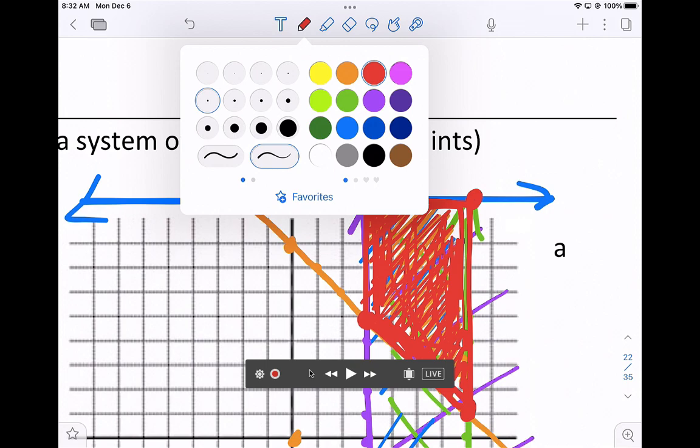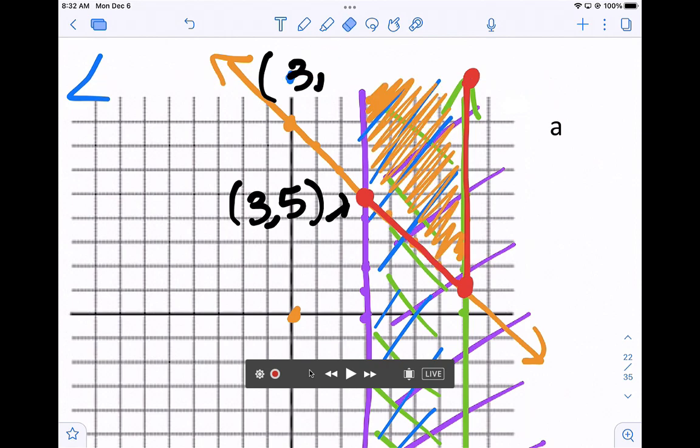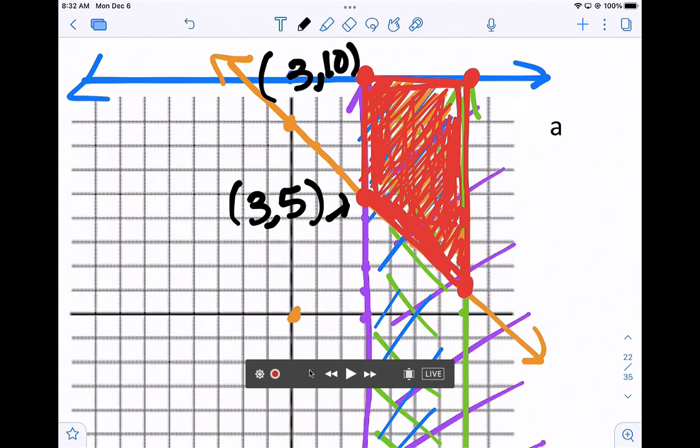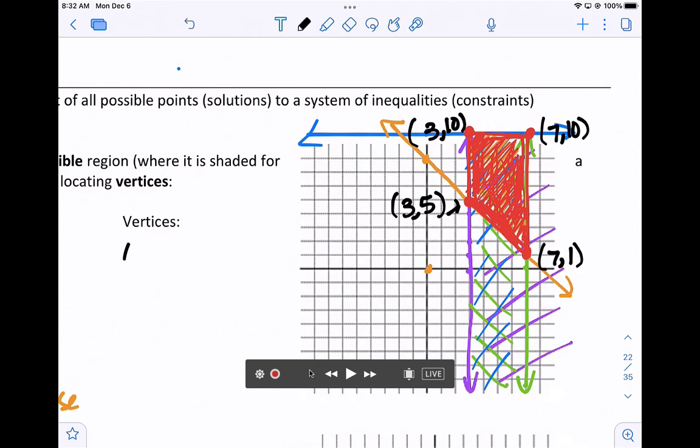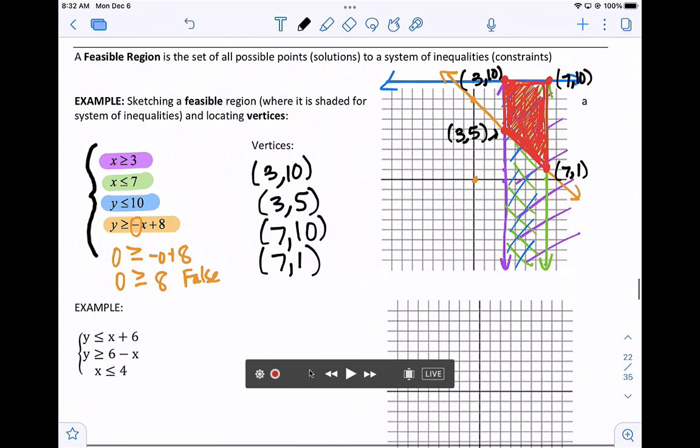And the vertices are the corner points right here. And so let's go ahead and label the vertices. So our first one right here is 1, 2, 3, 1, 2, 3, 4, 5. So 3, 5 is this one right here. We go over 3 up 10, so this is 3, 10 for this vertex. The one over here is 7, 1. We go over 7 up 1, and then 7, 10. So those corner points are called the vertices, and we're going to take a look at why it is important for us to find those vertices tomorrow, after we get comfortable actually finding the vertices. So those are the vertices, the corner points.